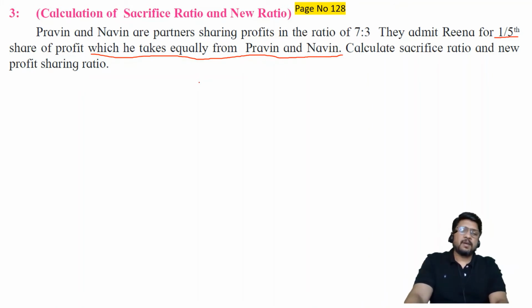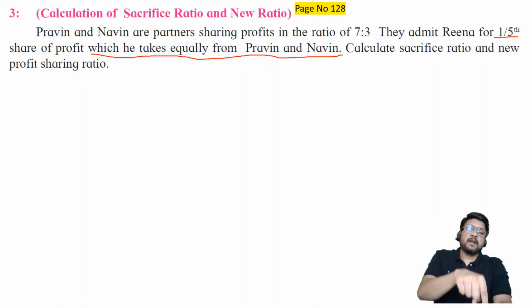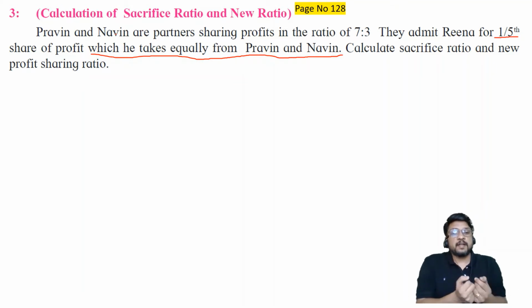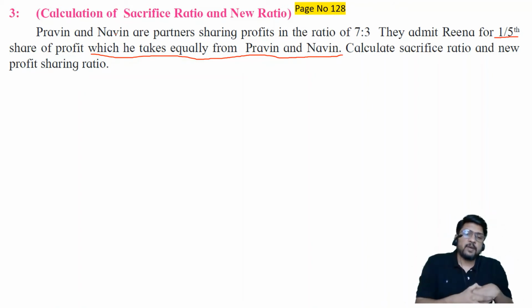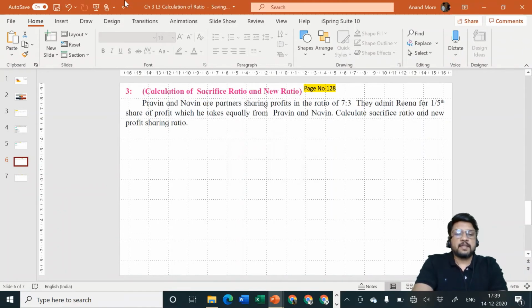In reality, one can easily say, sir, why calculate the sacrifice ratio? It is already told that he takes equally from Praveen and Naveen. It means the sacrifice ratio is equal, 1:1. Yes, what you are saying is true. It's a very good understanding that you have developed. Just by reading the problem, you can understand what the problem wants to tell you. But we need to now show it in a stepwise manner. Now I'll calculate the things.